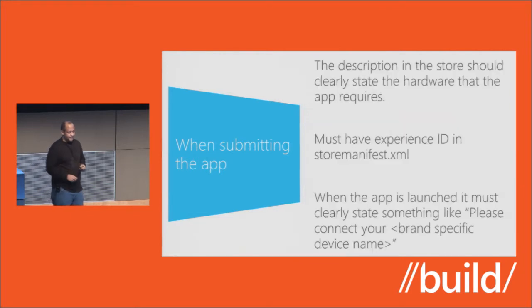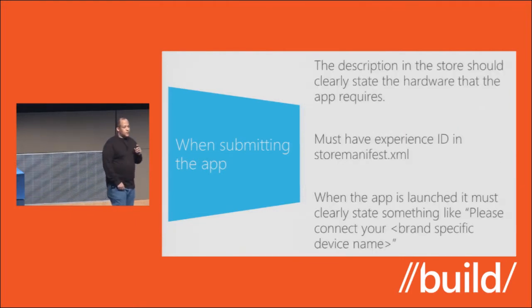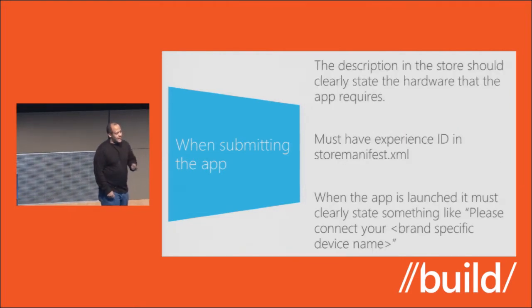Really important step. The next thing is the description in the App Store should state that the application requires specific hardware. The idea here is that we don't want people downloading applications thinking they're going to have a wonderful experience, and then after they've downloaded it, learn that they actually need to have a specific piece of hardware. So you need to be really clear about the fact that you need hardware. You need to be clear about the hardware that you need as well.